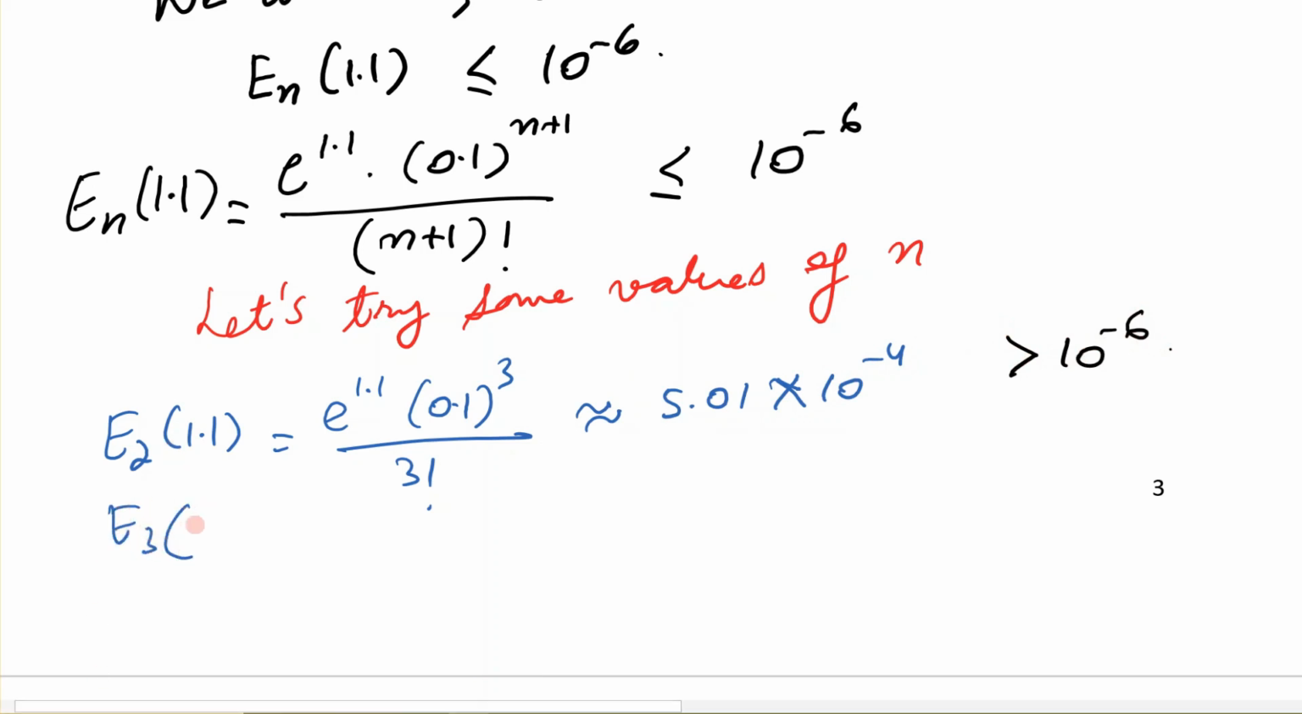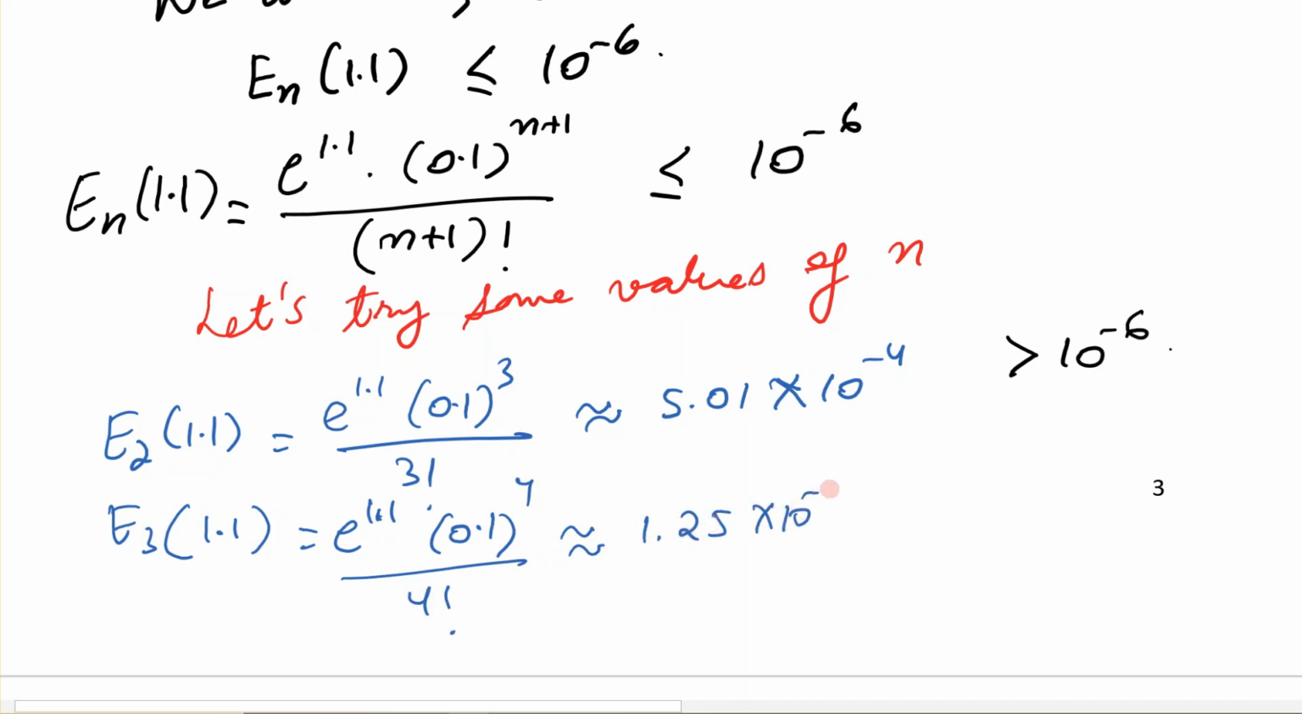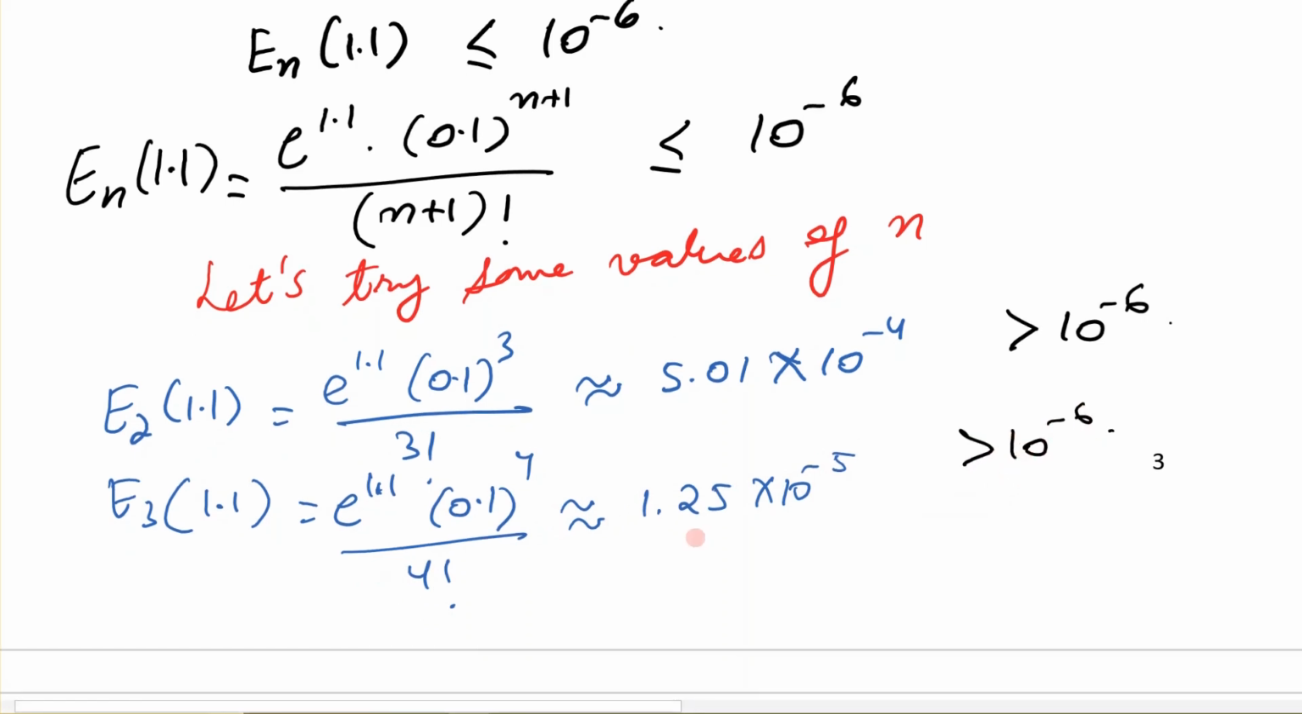So try n equals 3. If you put n equals 3, you get e raised to power 1.1, 0.1 raised to power 4 over 4 factorial. So that is approximately 1.25 times 10 raised to power negative 5. Again, this value is greater than 10 raised to power negative 6. So let's try n equals 4.